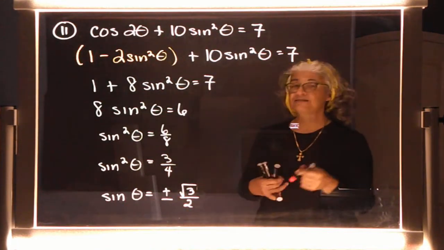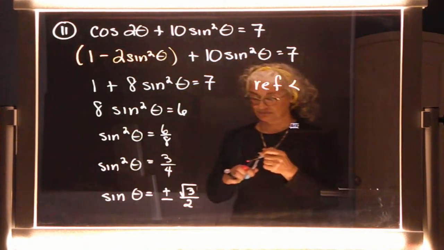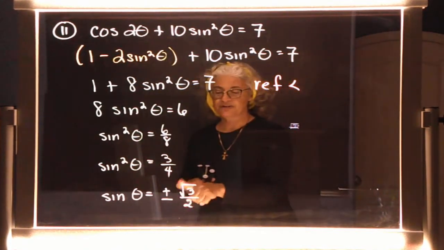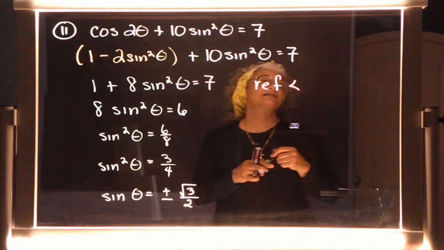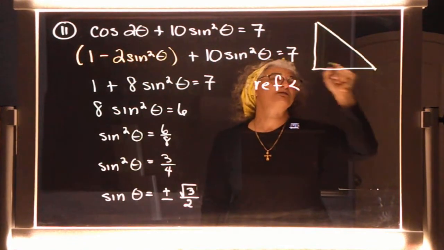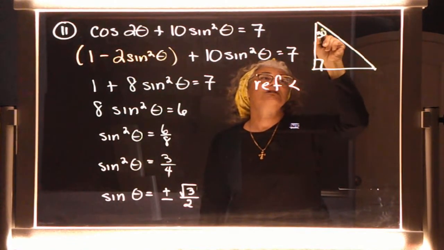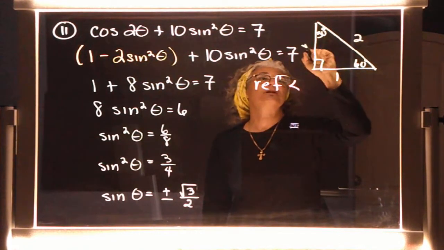Reference angle is next. Let's see. Which triangle am I looking at with this answer of square root of 3 over 2? Excellent. The 30, 60, 90. So, again, draw this as many times as you need to. Please don't go look it up. Drawing it is going to help you remember it so much better.